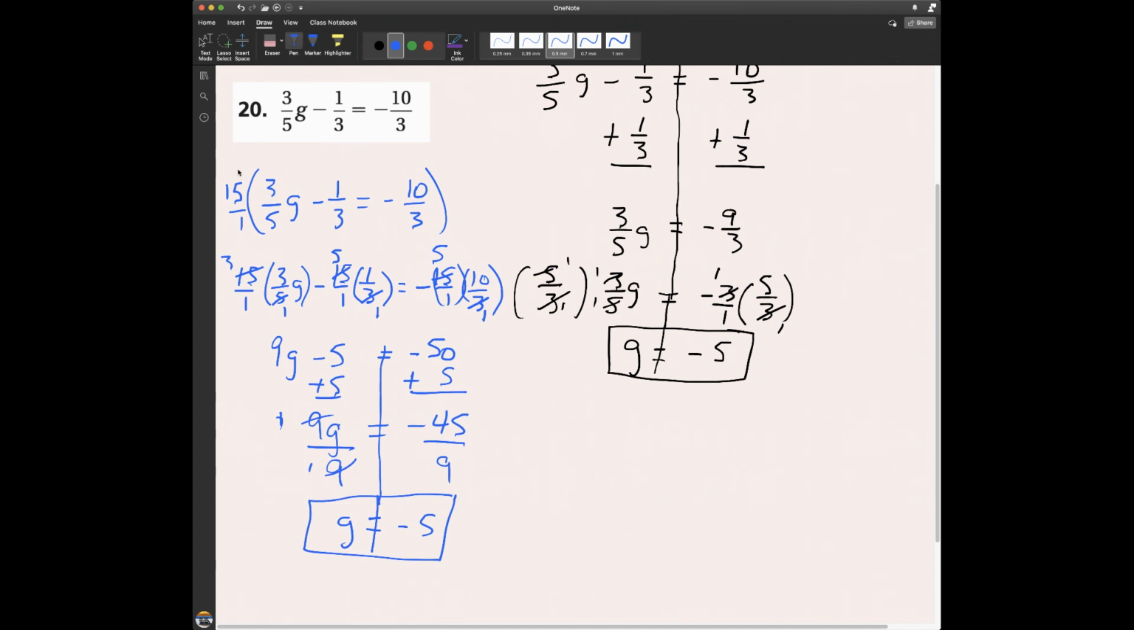I've used the distributive property here, which we have learned before. This is also the multiplication property of equality being used because I'm multiplying this side of the equation by 15 and this side of the equation by 15. And then I'm using the same process to solve this two-step equation here. And I get the same answer.